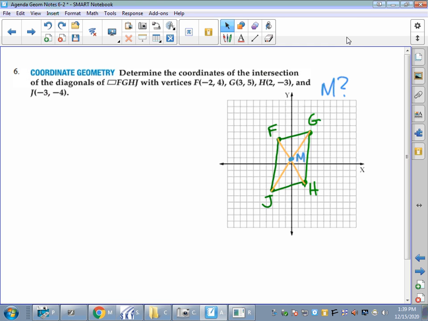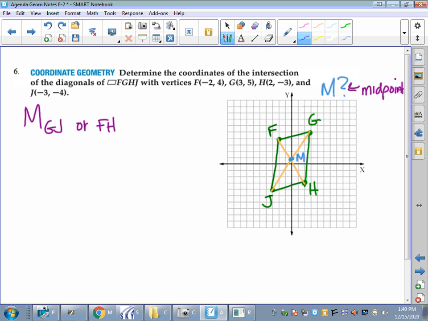Now, some of you are going to say, I already know the answer. I've got this. I don't have to do anything. However, you know your math teacher well enough to know that just eyeballing it and writing down the answer isn't good enough. I want to see the work. We wrote it down on that little table on the front in order to find M. M is the midpoint. So we're going to find the midpoint of either GJ or FH, or both of them if you want to do a double check and make sure that you get the same thing. So midpoint formula in general is x1 plus x2 over 2, y1 plus y2 over 2.